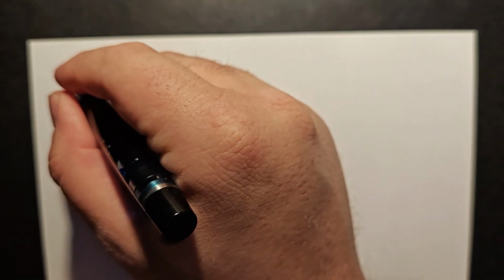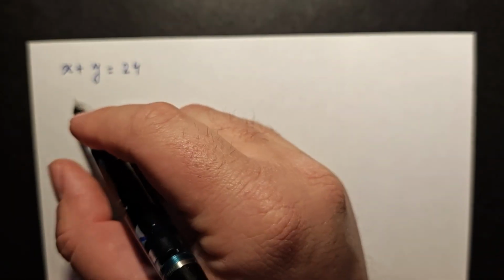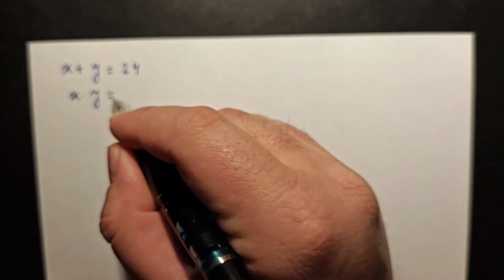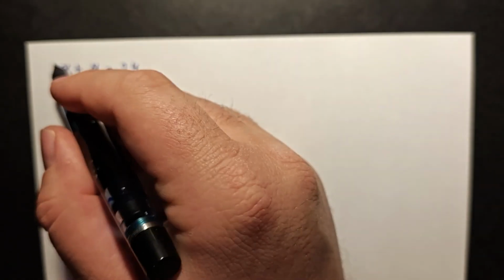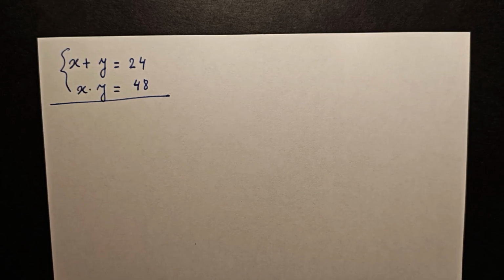So today we are going to solve this problem. We have a system of two equations with two unknowns, x plus y is equal to 24 and x multiplied by y is equal to 48. I am going to show you two ways in which you can approach this problem and solve it.